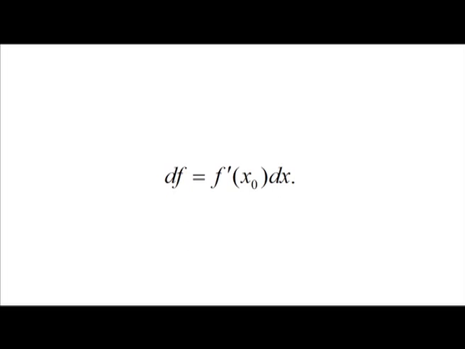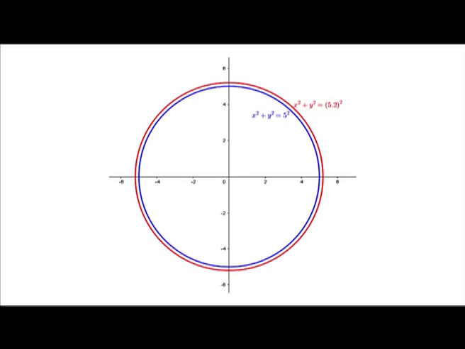As an example, we consider a circle of radius r. If radius r increases from r naught is equal to 5 meter to r naught plus dr is equal to 5.2 meter, then estimate the increase in the circle's area A by calculating dA. We also compare this value with the true change delta A.